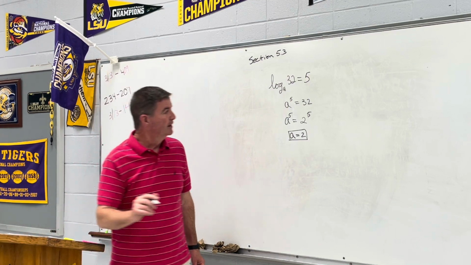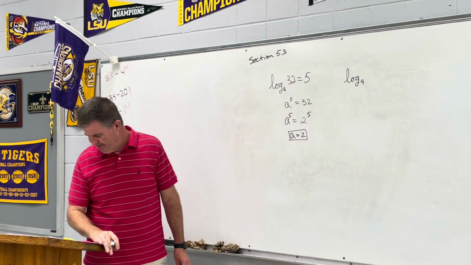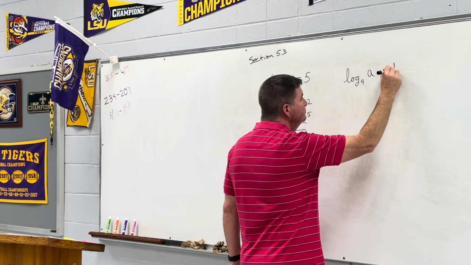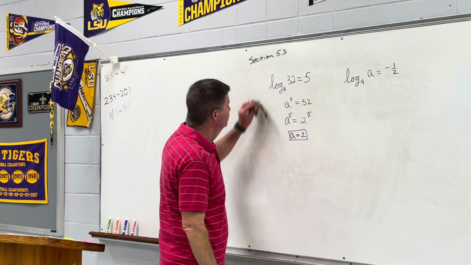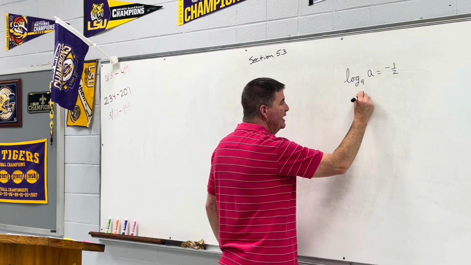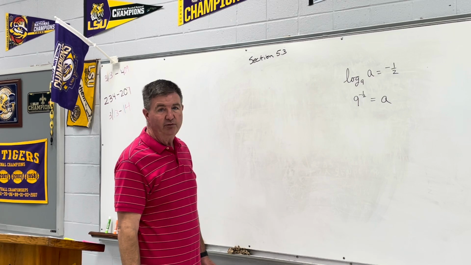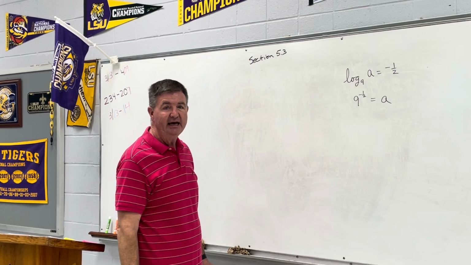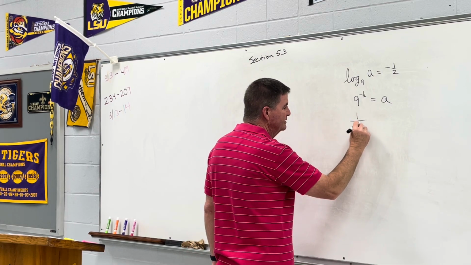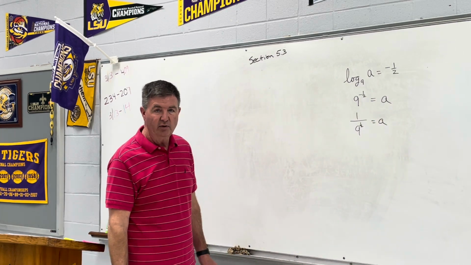Suppose I have log base 9 of A equals negative 1/2. Well, let's rewrite this, and this would say 9 to the negative 1/2 equals A. Well, negative 1/2, I want to write it as a positive exponent, so it's 1 over 9 to the positive 1/2 equals A. Well, what exactly is a 1/2 power?